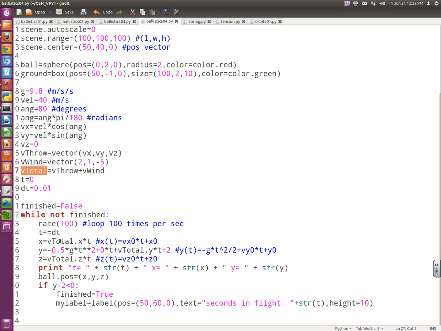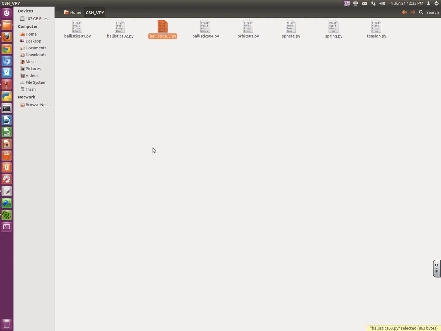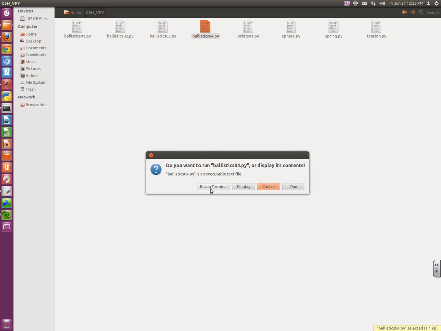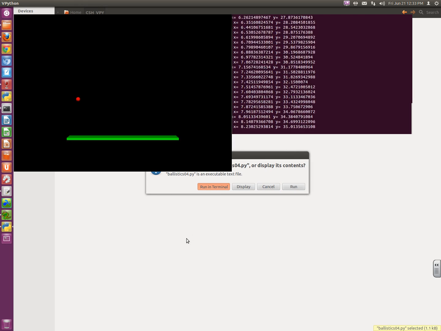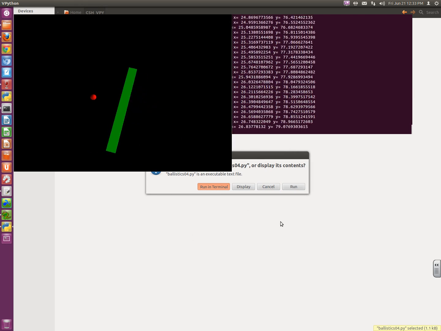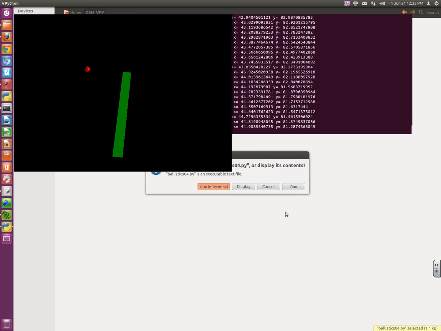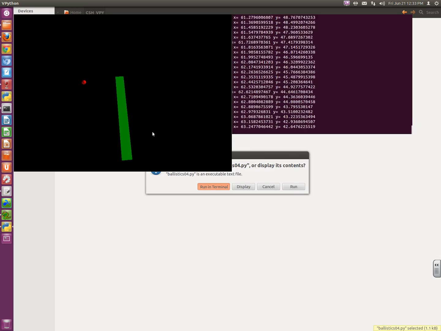Right, so v_total.x, v_total.y, v_total.z, right? And let's see how that works. This is number 4. Run that. Now notice there's a z component to the velocity. So it's going off to the side here.